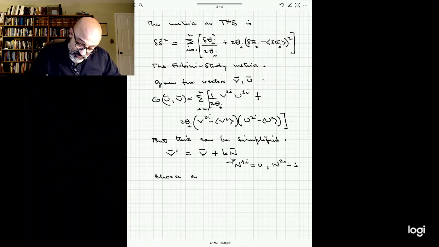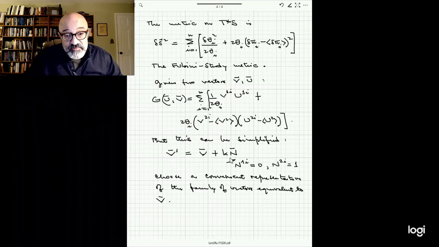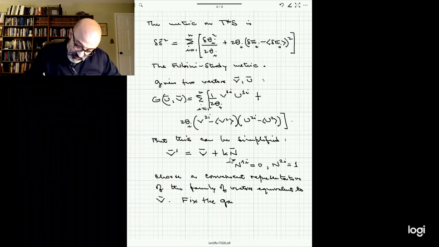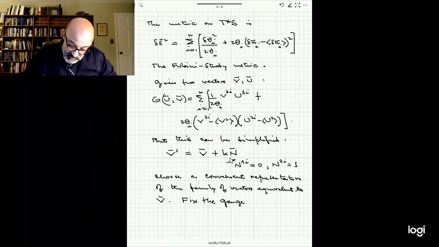Choose a convenient representative of the family of vectors that are equivalent to V. In other words, the vector V may be a mess, maybe something complicated to work with. Well, is there a V prime that would be better? Actually, yes, because we can fix the gauge. This is what's called fixing the gauge. Fixing the gauge means in a family of equivalent representations, pick one. Pick the one you like best, one that's easier to play with.